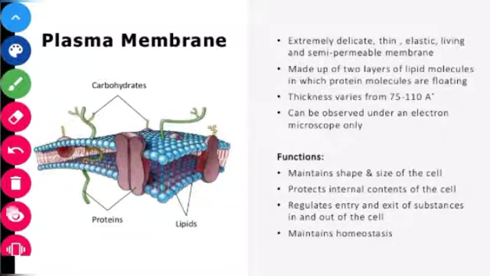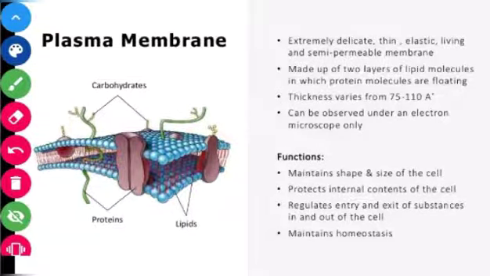So the plasma membrane is basically the outermost layer in the animal cell. In the plant cell it is the second outermost layer, and in the bacterial cell it is the third outermost layer. So let us now see about the plasma membrane.